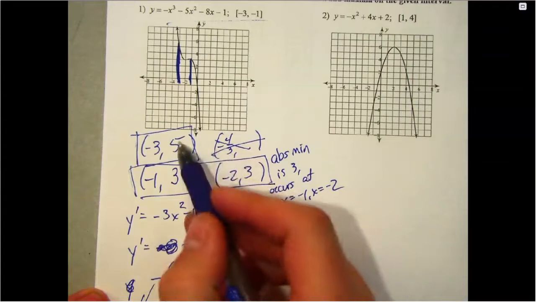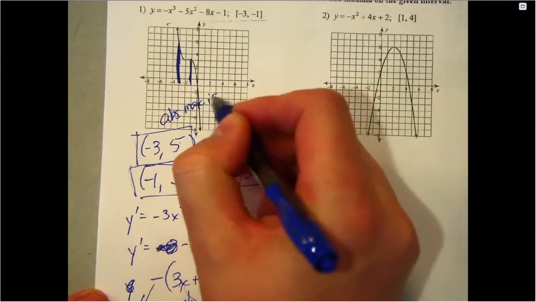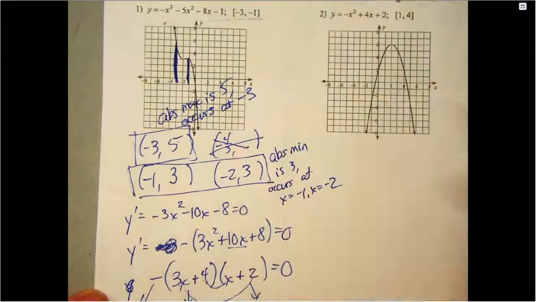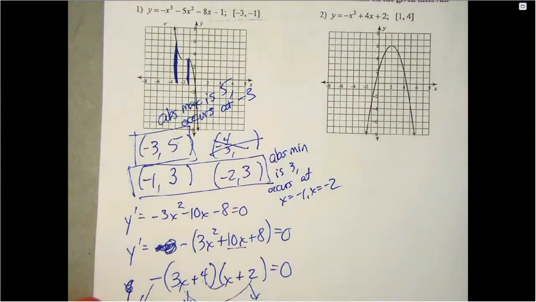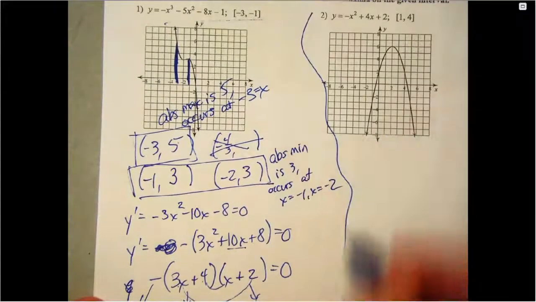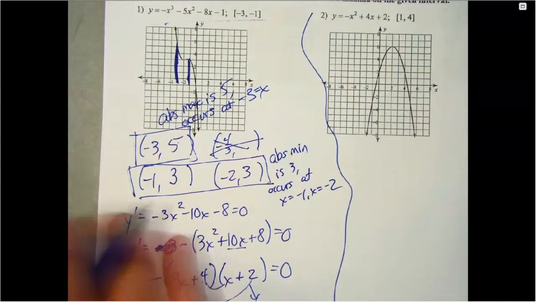This would be your max because that's the highest y value. So the absolute max is 5. Occurs at negative 3. So you're just plugging in a bunch of points to the original equation to figure out which one's the y value, which one's the highest and lowest y value. And what you're plugging in are the endpoints and the critical points. Fair enough on what I did on that one?